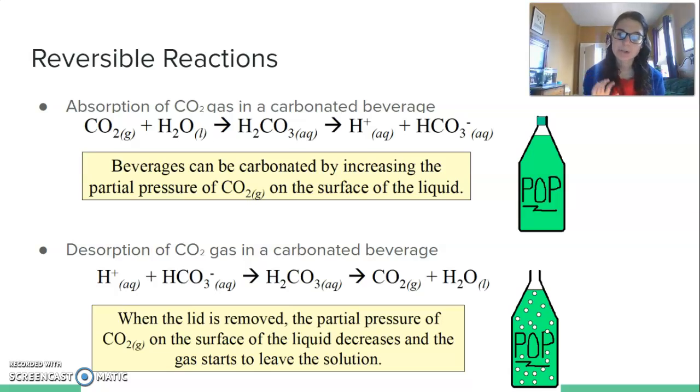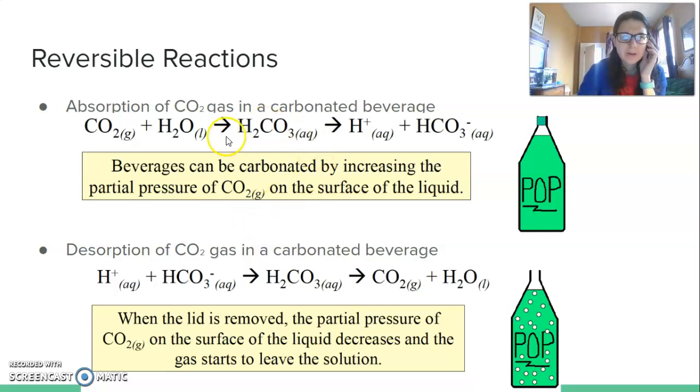Since the partial pressure decreases, the gas is less soluble in water, so you start to see bubbles come out of the solution, and that's the desorption of CO2 gas in a carbonated beverage. So when the lid is removed, the partial pressure of CO2 decreases, and the gas starts to leave the solution.